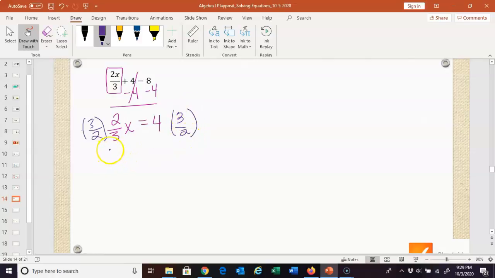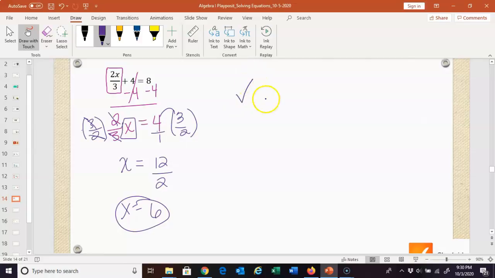And the whole purpose of that is, again, to get the x by itself and to get rid of this fraction. And we're allowed to do that because these now cancel. 3 divided by 3 is 1. 2 divided by 2 is 1. So it goes away. You're left with x on the left. Again, when I'm dealing with fractions, I like to make them all look like fractions. So 4 over 1. So 4 times 3 is 12. 1 times 2 is 2. x is 6.